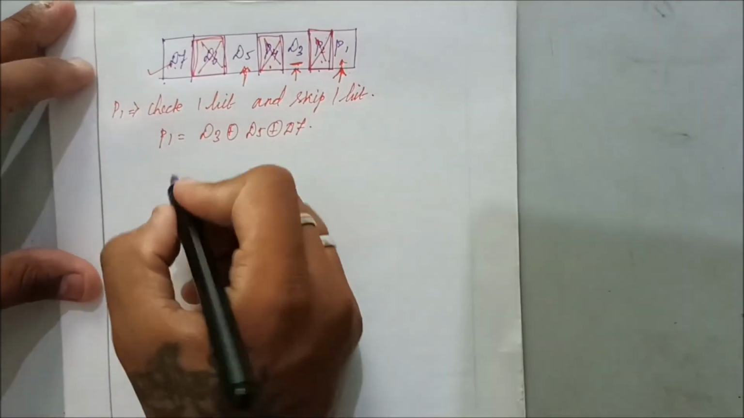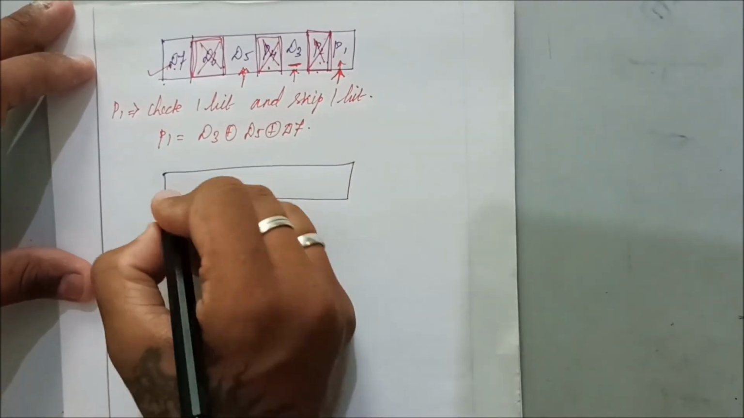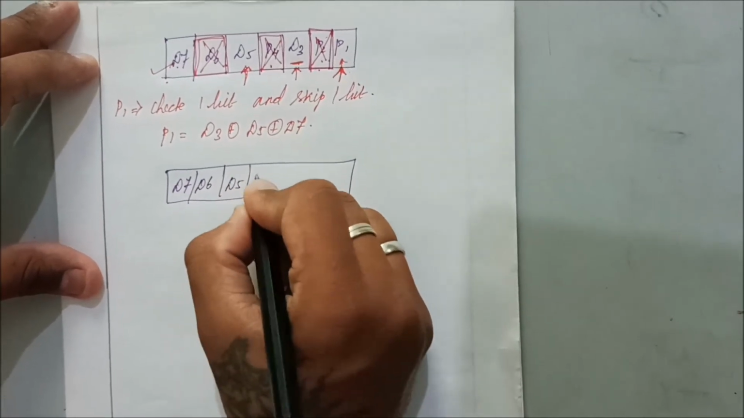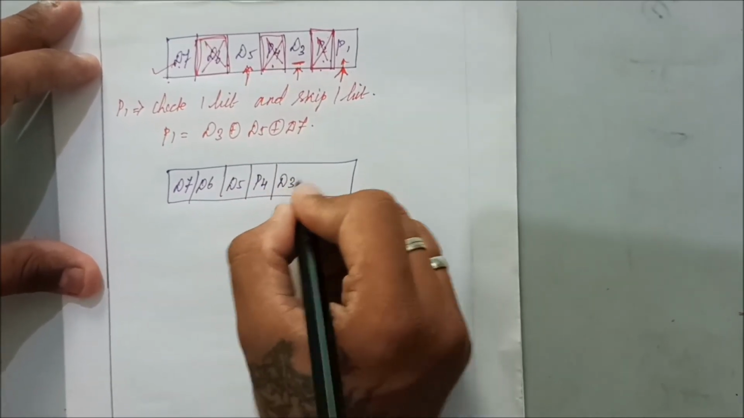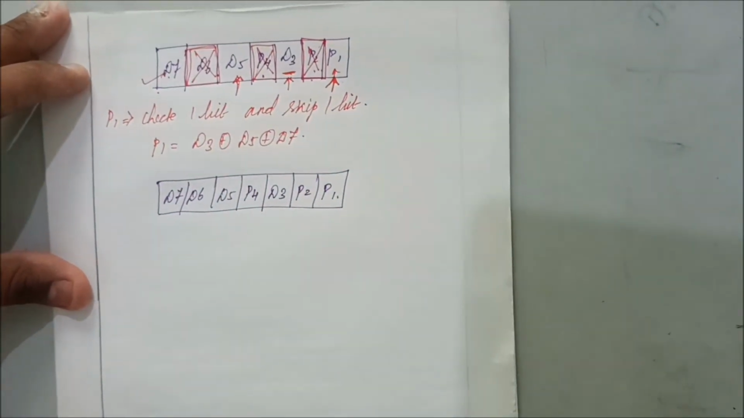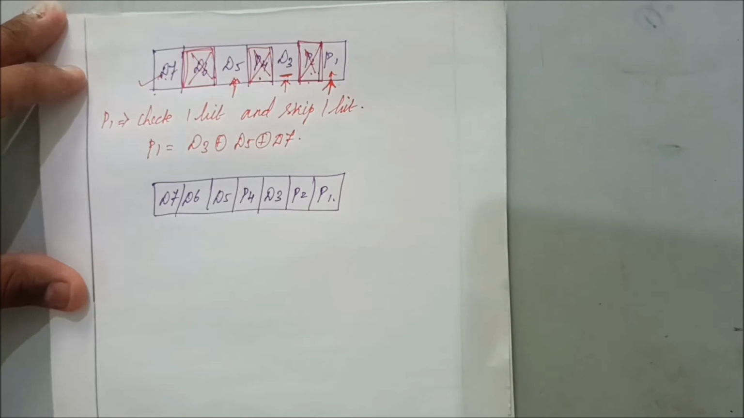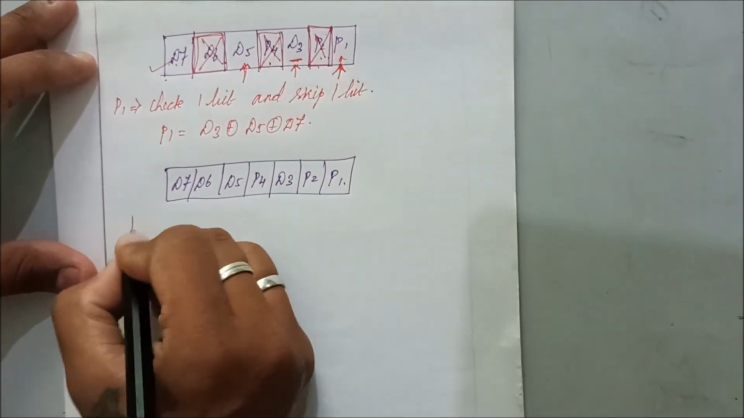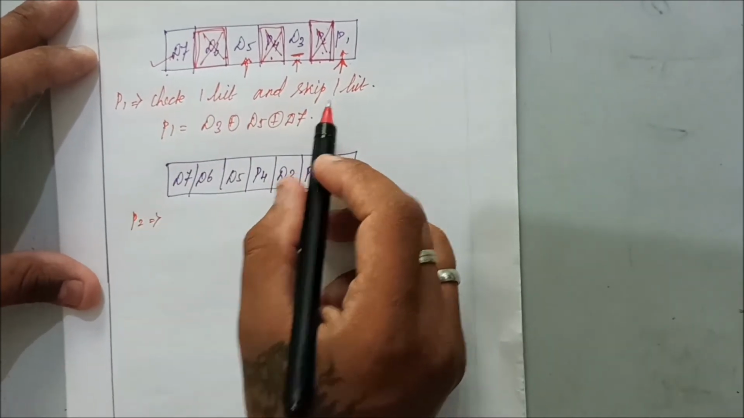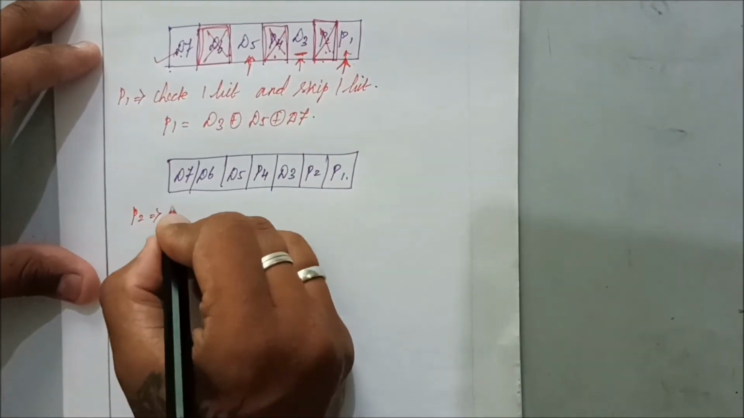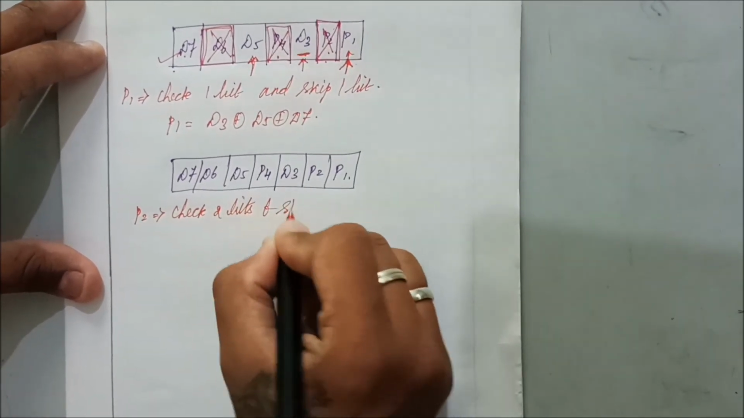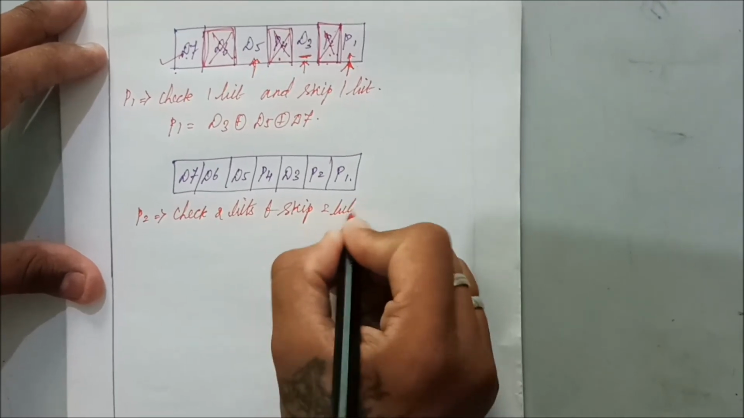Okay, so next I am going to find the value of p2. For that I am redrawing the diagram. So it is d7 d6 d5 p4 d3 p2 and p1. How to find the value of p2? For p1 you checked one bit and skipped one bit. For p2 you have to check 2 bits and skip 2 bits. Okay, so this is the condition.